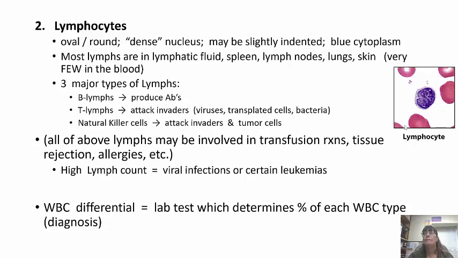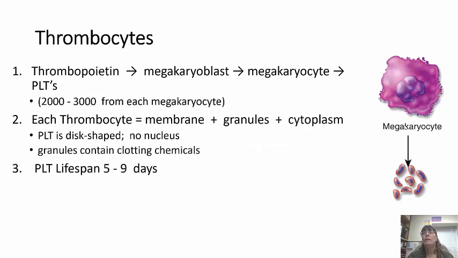looking for foreign matter. Again, we're going to talk a lot about this when we get to the chapter on immunity. So all of the above lymphs can be involved in transfusion reactions, tissue reactions, and allergies. If you have a high lymph count, it usually means you have a viral infection, but again, it can be involved in certain leukemias. A white blood cell differential will actually tell you what percentage of each white blood cell type you have so that you can be diagnosed properly.